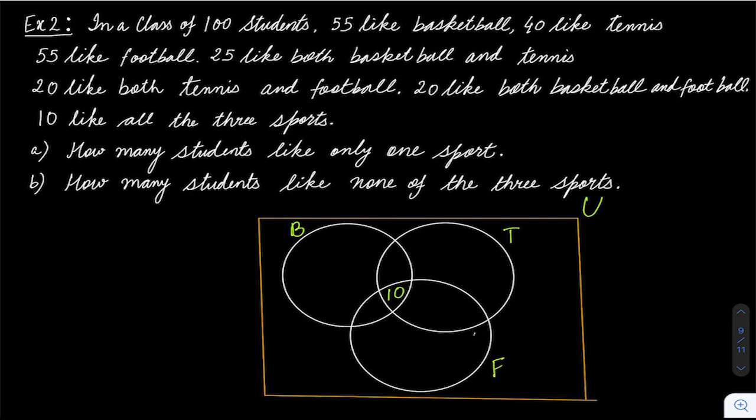Now remember what we did after this. Let's take the elements that are common in basketball and tennis. So 25 like both basketball and tennis. 10 is already here. This part is basically where both basketball and tennis students are. 10 is already written, this part is 25, so the rest should be 15. I hope it's clear.